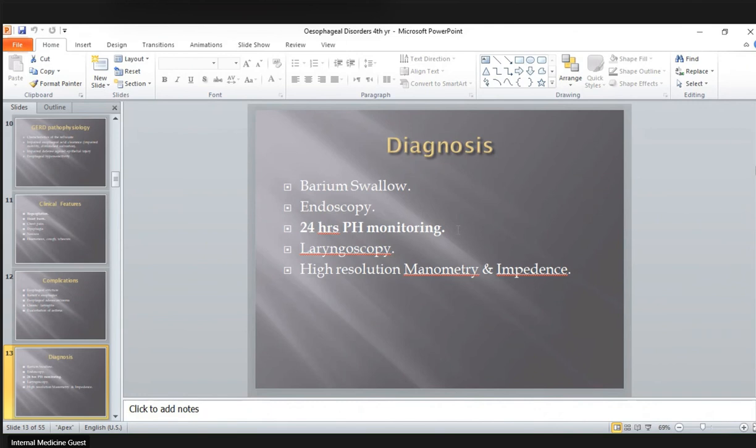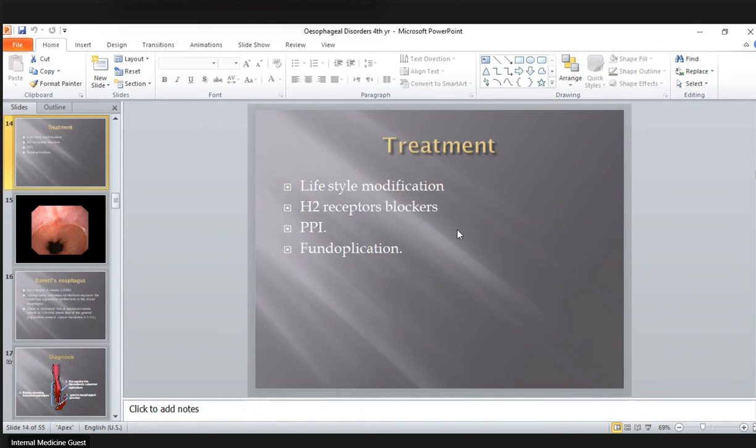And impedance, motility with impedance. The impedance will show you the direction of flow of the food inside the esophagus. So it can show us whether there is reflux above the physiological rate.